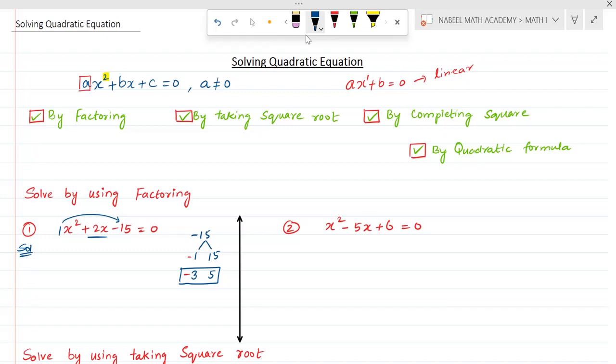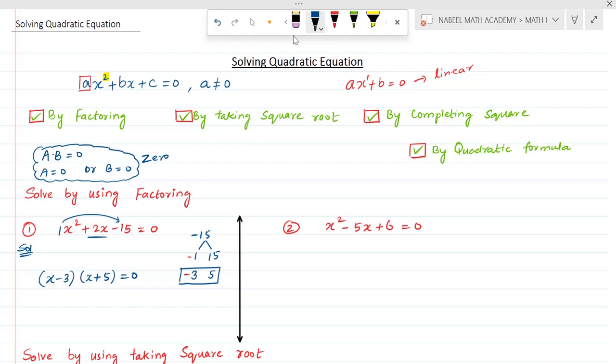So I can write it directly. Why? Because the leading coefficient is 1. So here x minus 3 and x plus 5 equals 0. So by using the zero product principle, what do you mean by zero product principle? If you have a dot b equals 0, I will say a equals 0 or b equals 0. This is what we call the zero product principle.